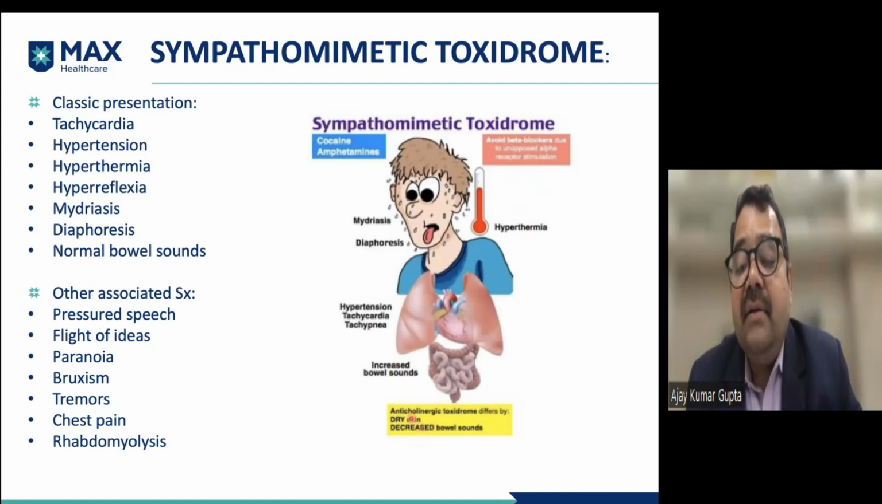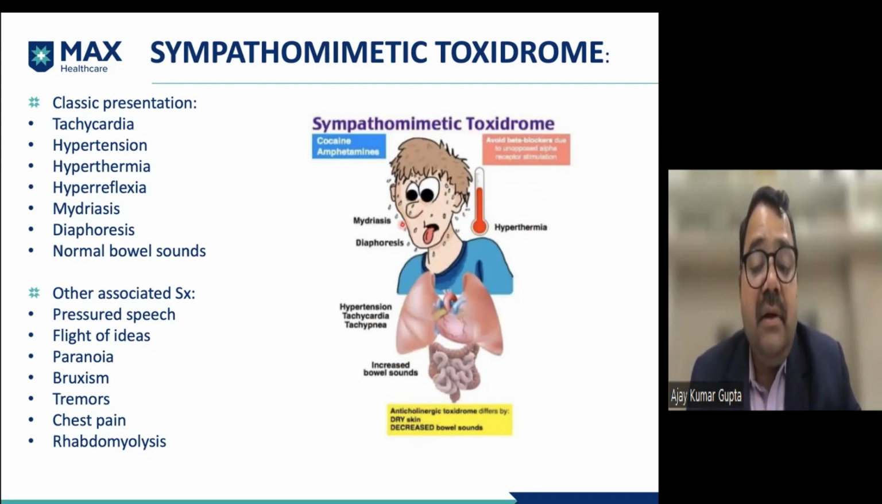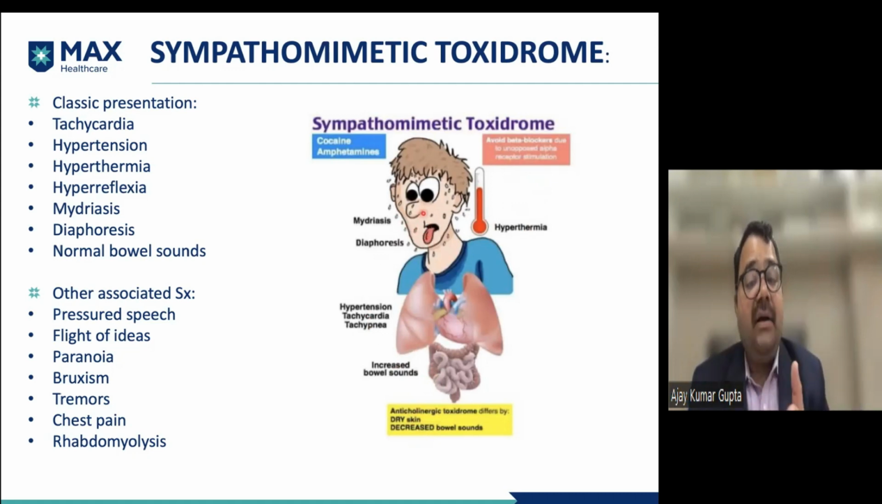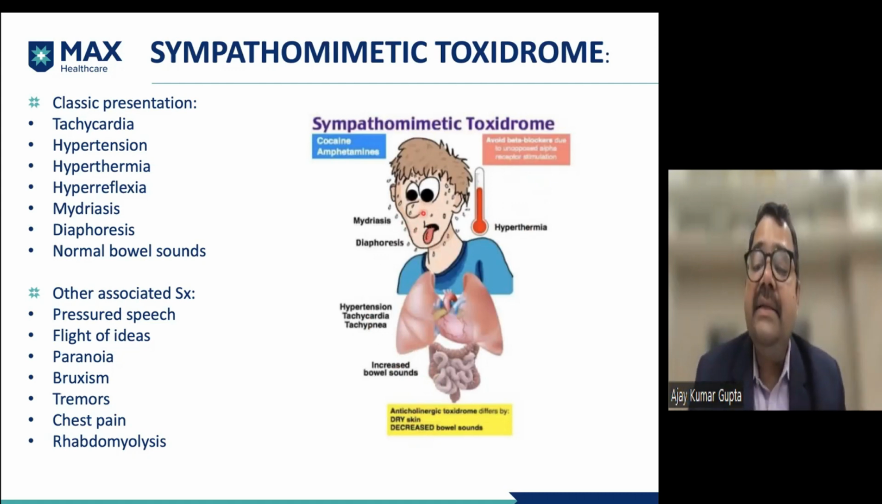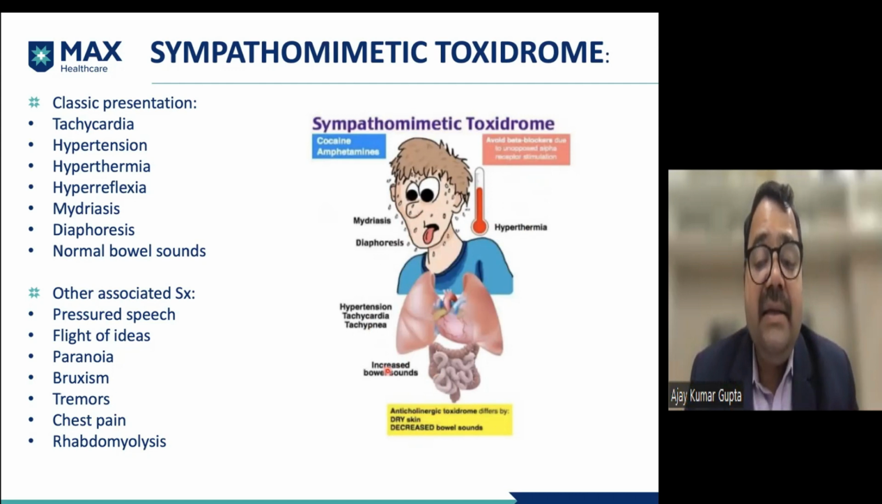And if we talk about the differentiation, how do we differentiate from the anticholinergic toxidrome? You won't find a dry skin in such patients. So this is the marked difference. If you find a dry skin, then it is anticholinergic toxidrome. If you find a decreased bowel sound, then it is anticholinergic toxidrome. But in this case, either there is an increased bowel sound or there is a normal bowel sound. And there will be a diaphoresis instead of the dry skin. So this is how you differentiate between sympathomimetic and the anticholinergic toxidromes.